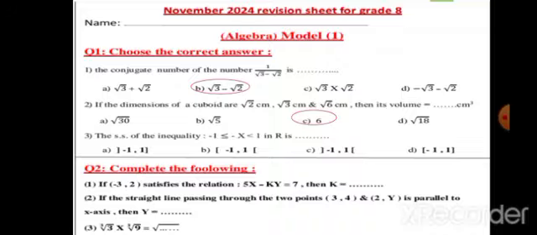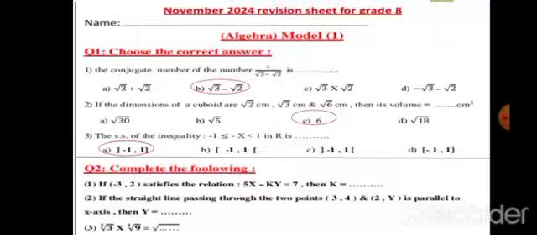The solution set of the inequality negative x greater than or equal negative 1 and less than 1 in R is what? First, divide these three sides by negative 1 and change the symbol. So it will be x greater than negative 1 and less than or equal 1. So the solution set will be open negative 1 and closed 1.